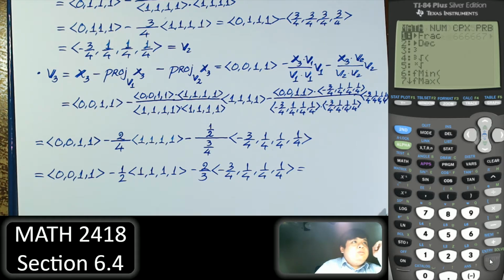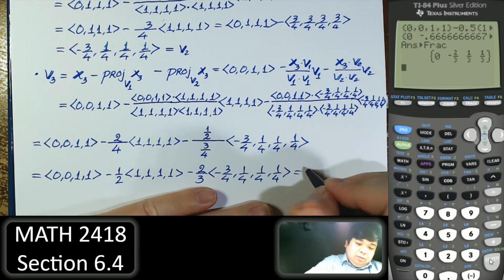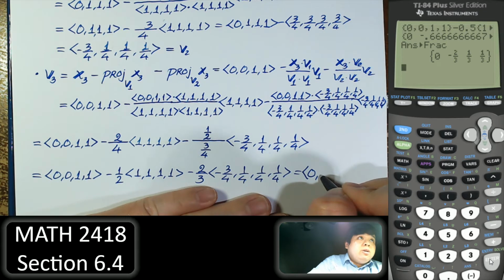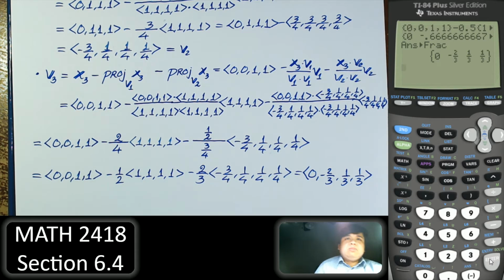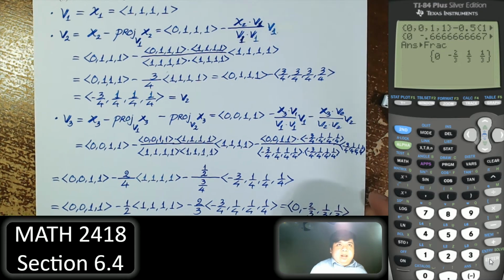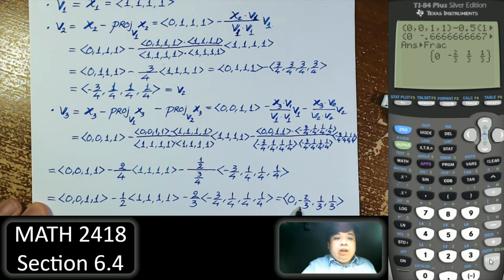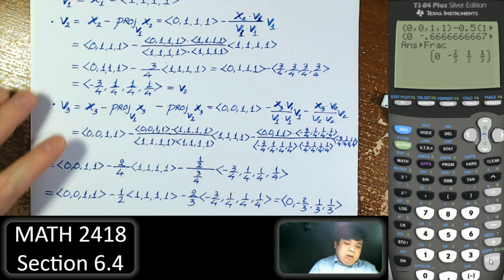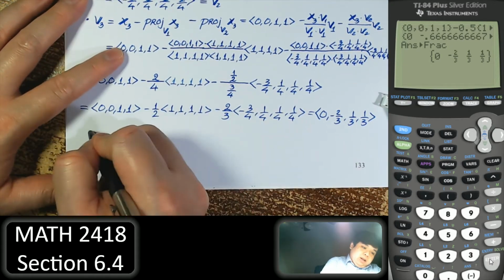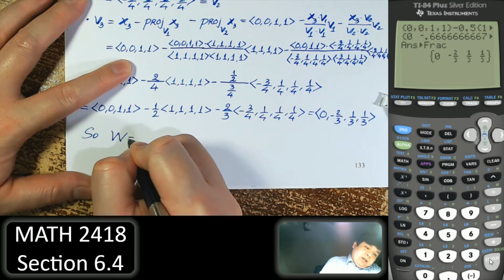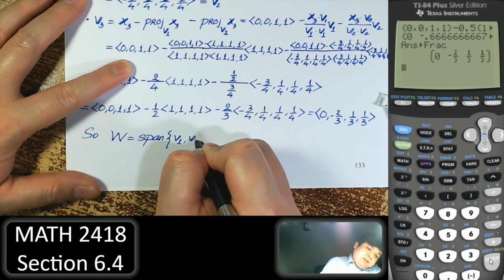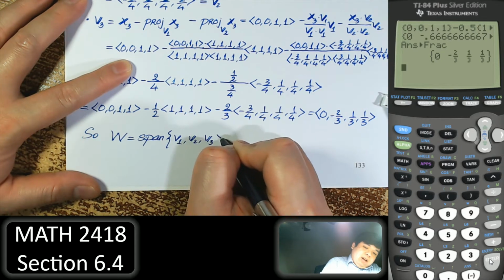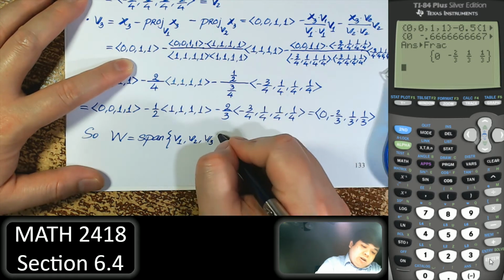Then the fraction 0, negative 2/3, 1/3, and 1/3. Right. So we have 3 vectors, V3, V2, and V1. So we said W equal to the span of those 3 vectors. And these vectors, of course, are orthogonal to each other.